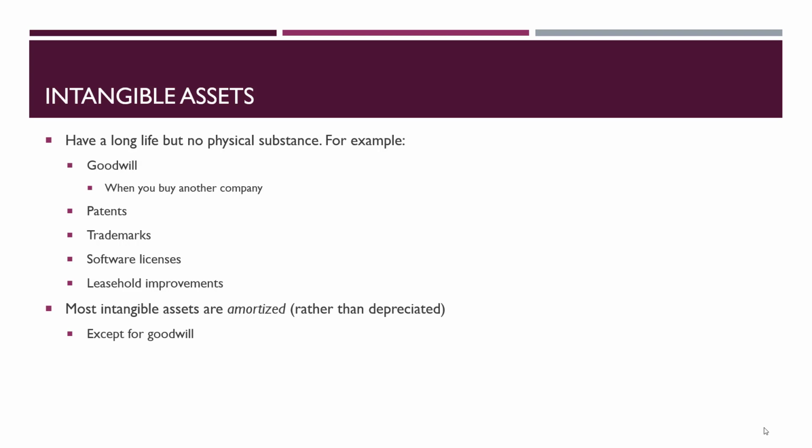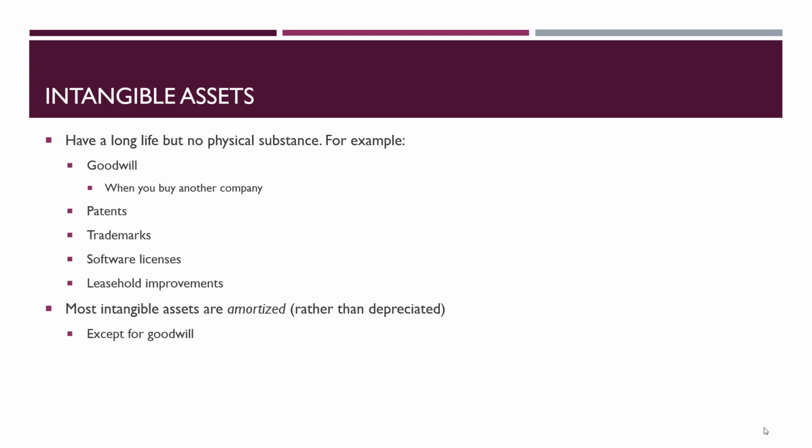Now, whenever accounting professors talk about PP&E, they also talk about what's called intangible assets. Intangible assets have a long life, in other words, usually more than a year, but they don't have any physical substance. The classic example of an intangible asset is something called goodwill. And goodwill is recorded only when you buy another company. You can't just say, my customers love me, so I'm going to book goodwill. People go to jail for doing that.